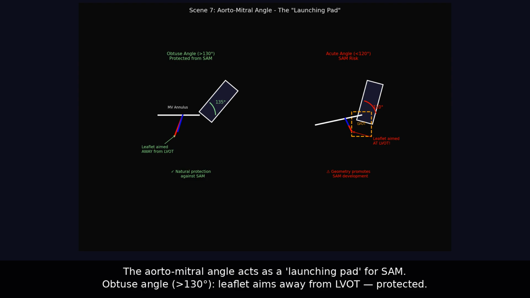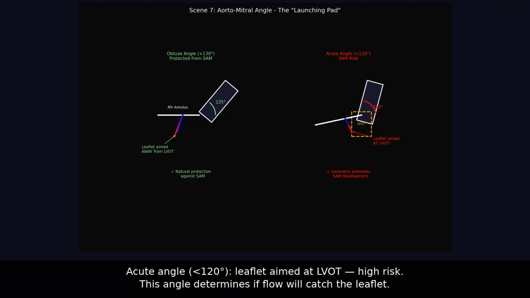The aorto-mitral angle acts as a launching pad for SAM. An obtuse angle aims the leaflet away from the outflow tract, which is protective. An acute angle aims the leaflet directly at the outflow tract, creating high risk. This angle helps determine if flow will catch the leaflet.